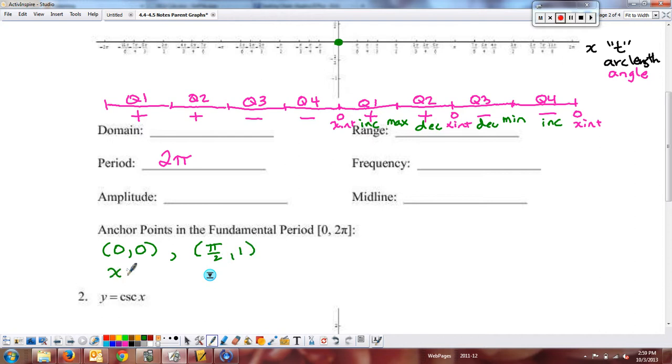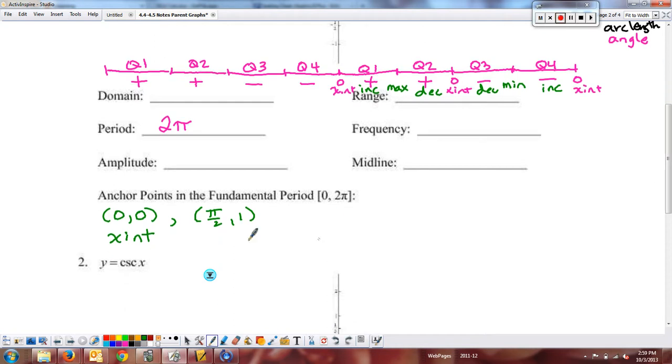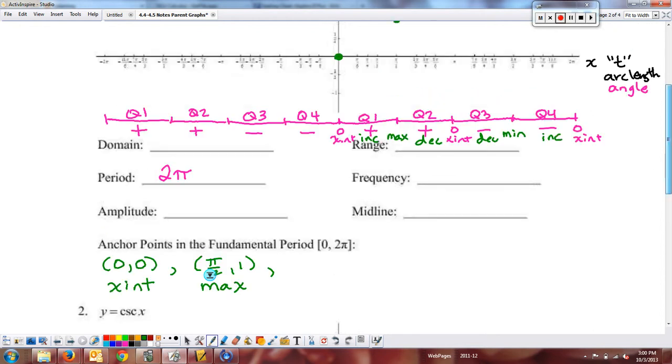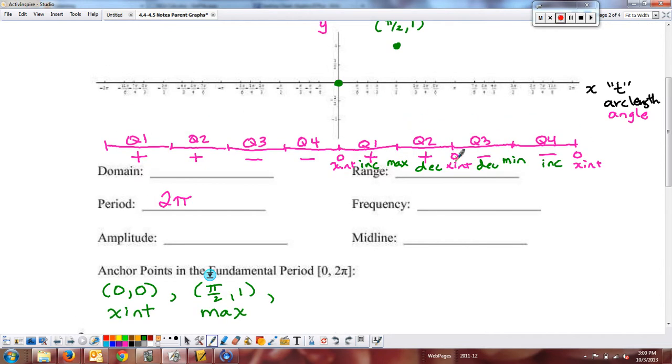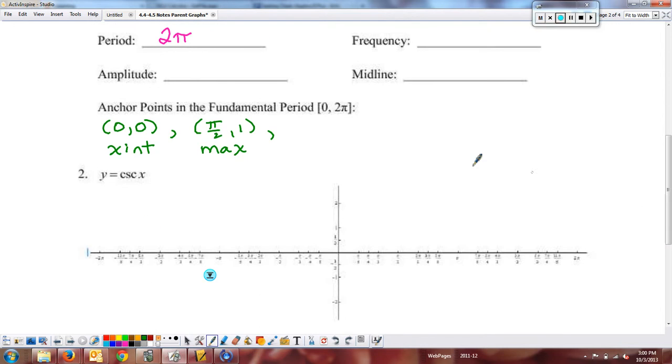Okay, and kind of writing down important reasons why I'm picking these anchor points. That one's an x-intercept. This one is going to be a max. All right, so then the next thing I'm going to get is my x-intercept, this 0 right here. So what are the coordinates of this point? This point is going to have a coordinate of pi, 0. So we come down here to the bottom. Let's add my pi, 0 into my list. Another x-intercept.